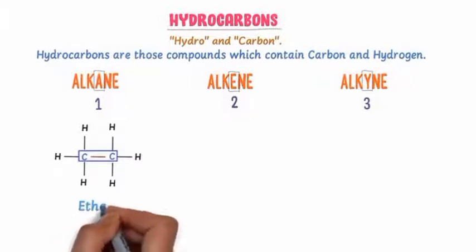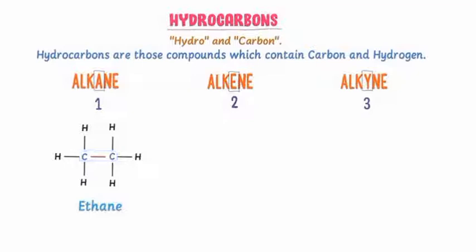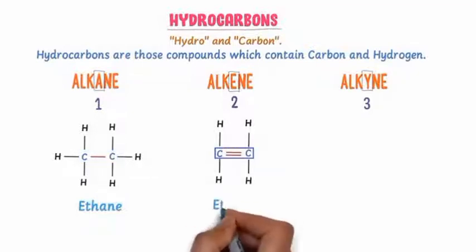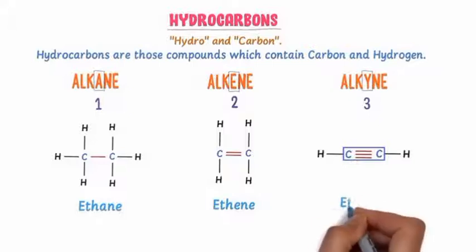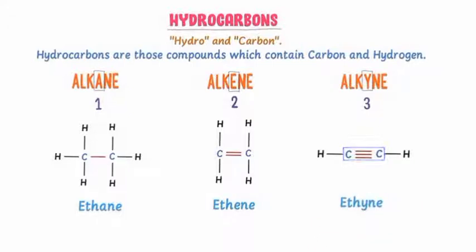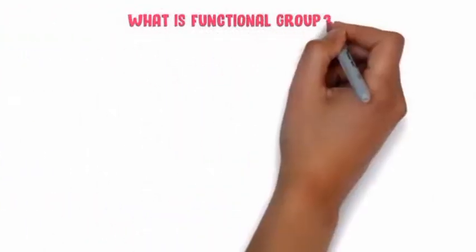An example is ethane. In alkene, there is a double bond between the carbon atoms. An example is ethene. And in alkyne, there is a triple bond between the carbon atoms. An example is ethyne. And so we can easily spot out hydrocarbons by knowing the single, double, or triple bond they contain. So we shall now look at functional groups.